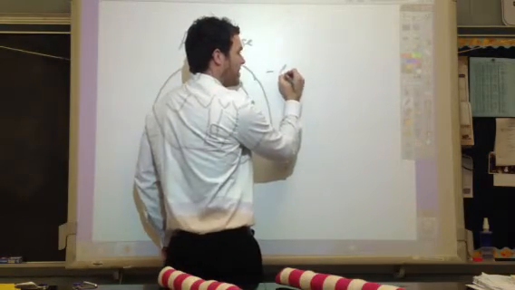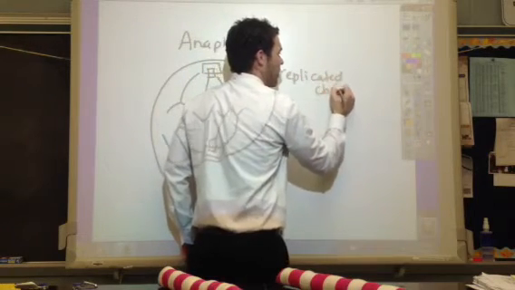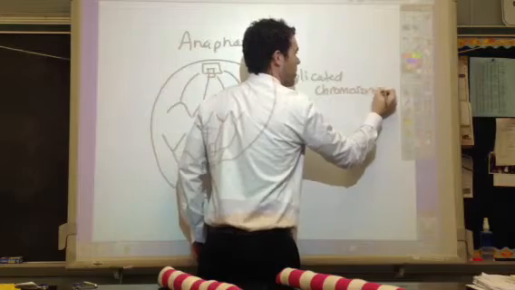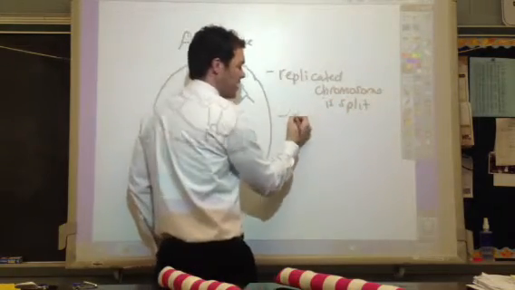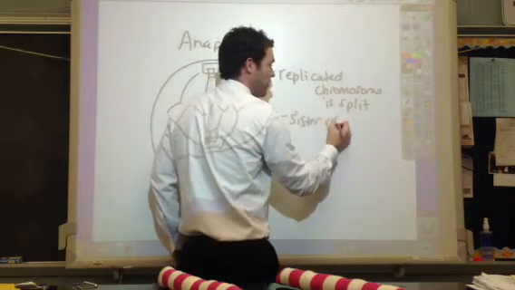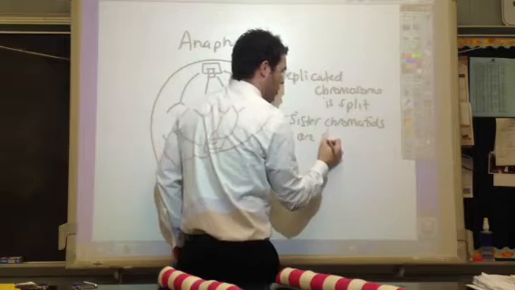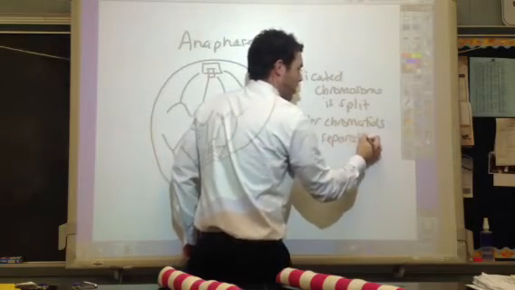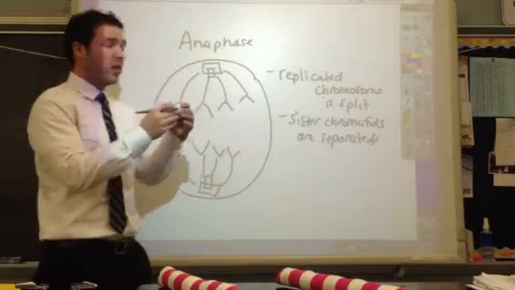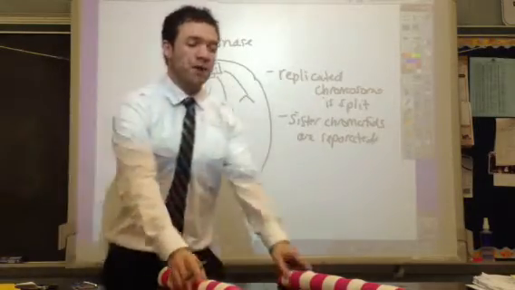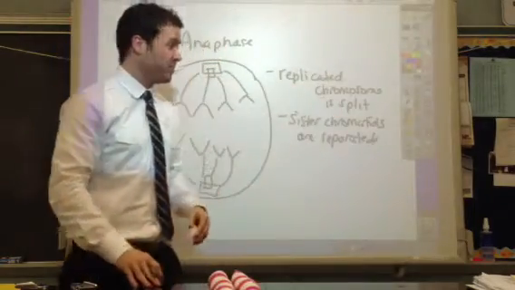There are different ways you can say it. You can say the replicated chromosome is split. That's one way to put it. Another way, sister chromatids are separated. There are different ways, but that's all that happens, the whole act of separating the replicated chromosomes. Okay? They've separated. That's all anaphase is.